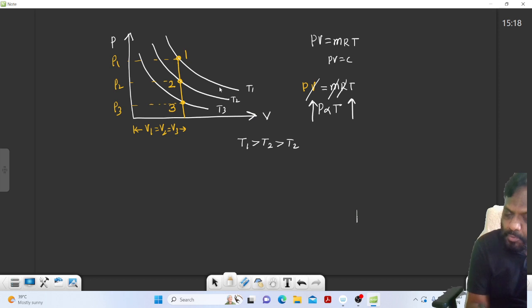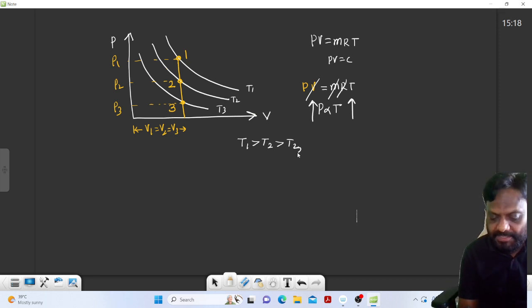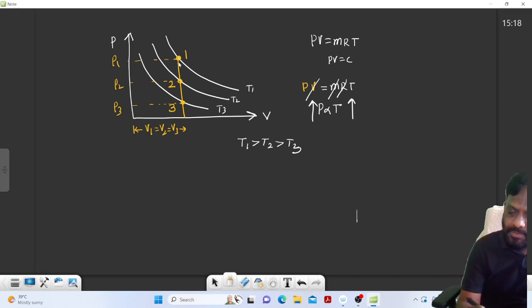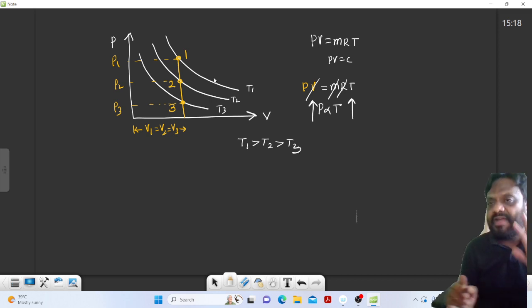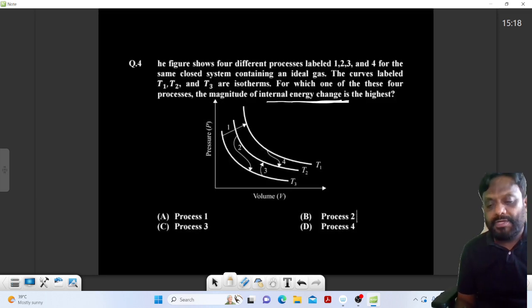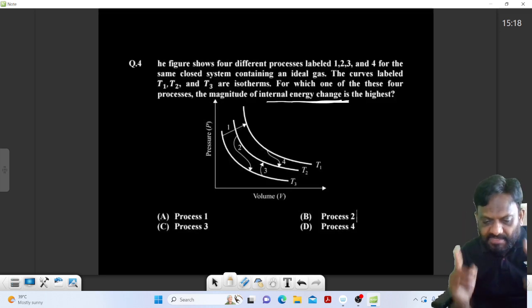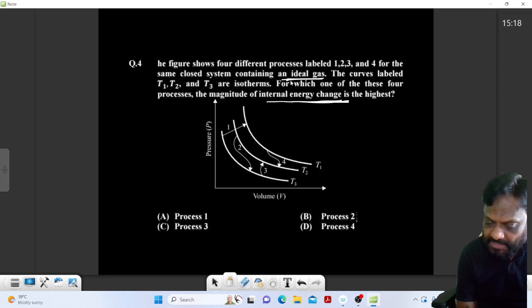This temperature is more. Then we have T1 is greater than T2 greater than T3. T1 is more. Okay. Now we have identified, and you know, for an ideal gas, how do you know it is an ideal gas? Clearly, he said in the problem, ideal gas.